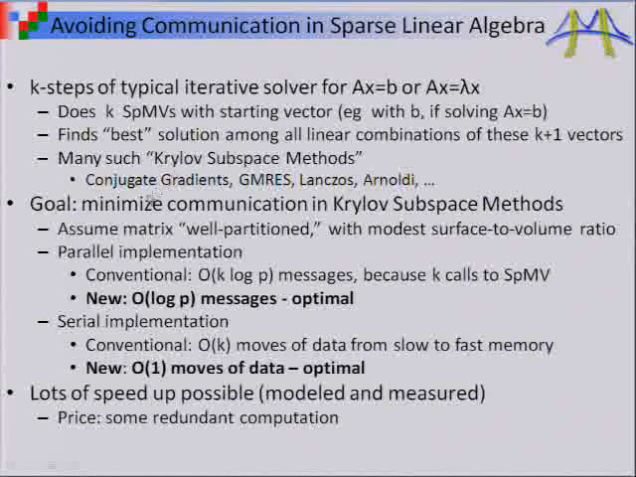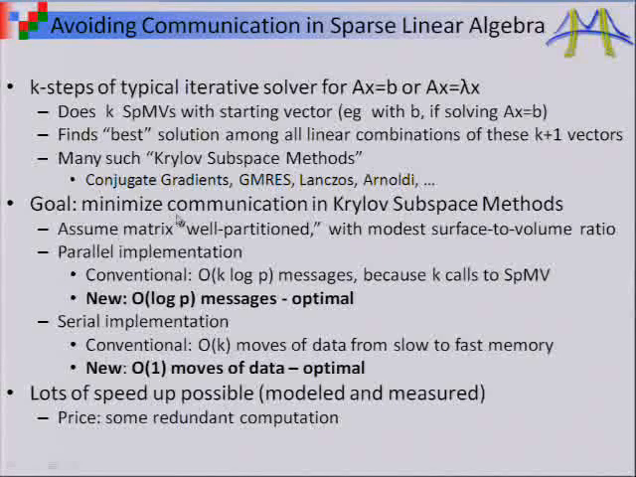So, and they have names like conjugate gradient, GMRES, Lanczos, Arnoldi. So I have a loop from 1 to k. What's the inner loop do? It does a sparse matrix vector multiply, and then it does some vector operations, basically, is what it looks like. So what I want to do is take that entire operation and minimize the communication.